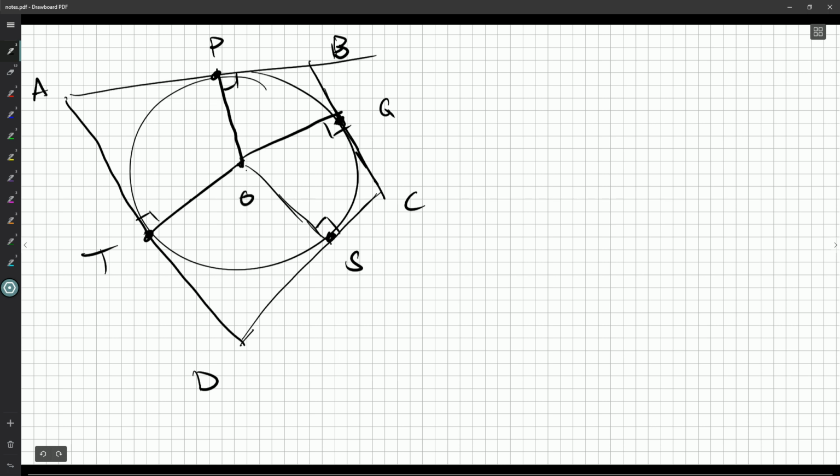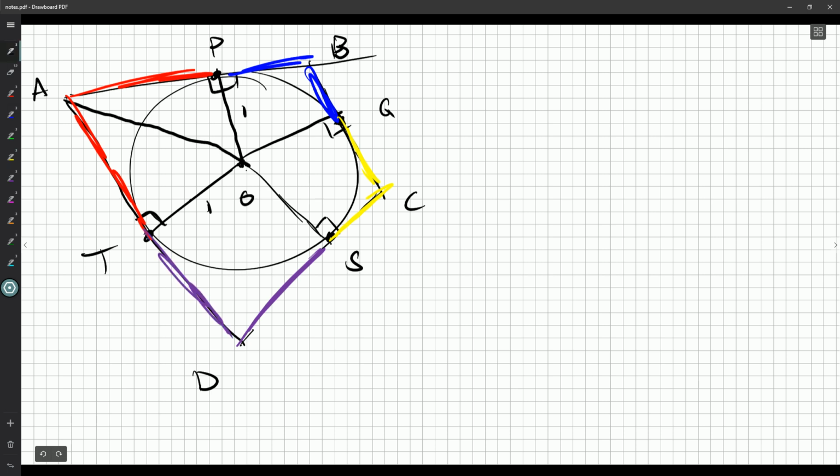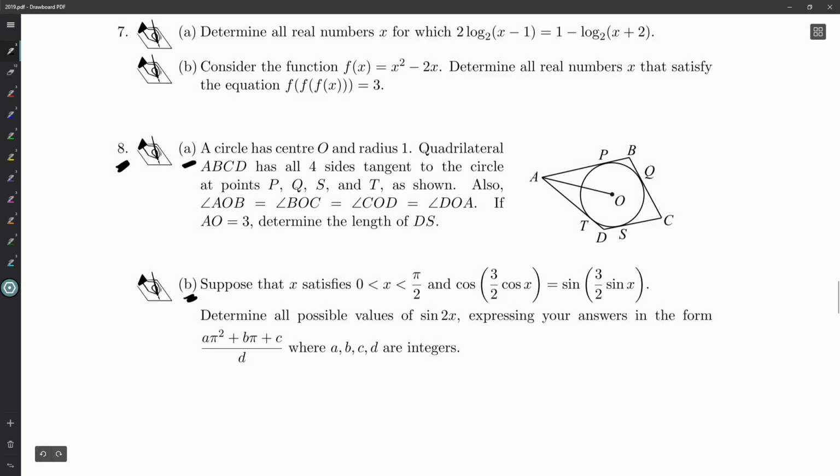If I connect A up to O, for example, just to show you this property, I get two right angle triangles with the same hypotenuse and the same radius, so one of the legs is the same. So you can see AT and AP have to have the same value. And you do the same thing, PB and BQ, CS and CQ, and then SD and DT. These can all be shown to have the same value. This is just one of a number of circle geometry properties we can have.